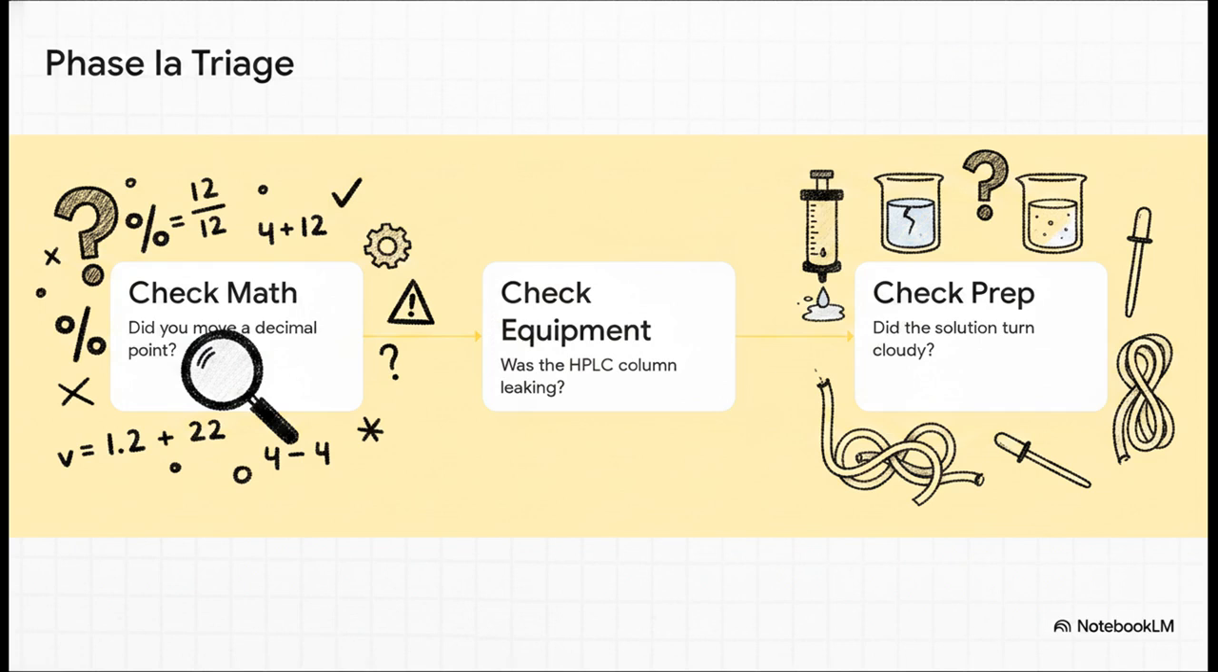First, check the math. Did someone just accidentally move a decimal point? Second, check the equipment. Was the HPLC column actively leaking all over the place? And third, check the prep. Did the solution turn cloudy when it was supposed to be clear? For new lab analysts, this is an absolute goldmine, a simple checklist to spot common errors right out of the gate.